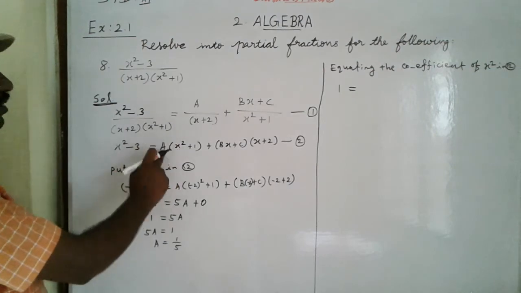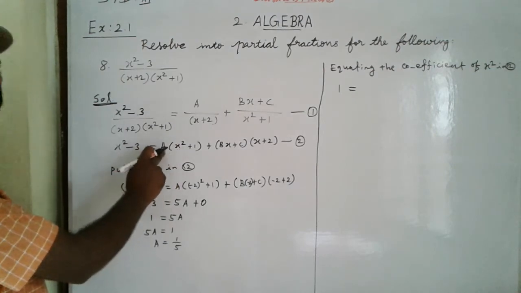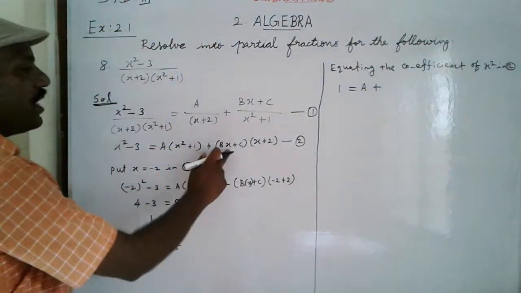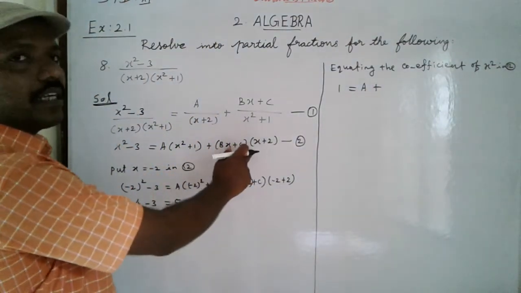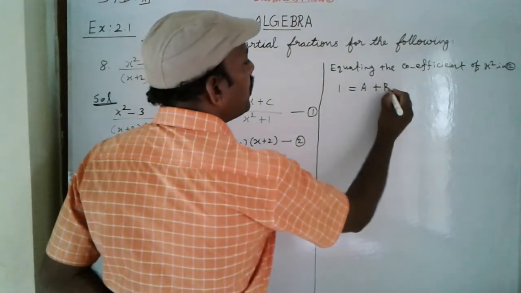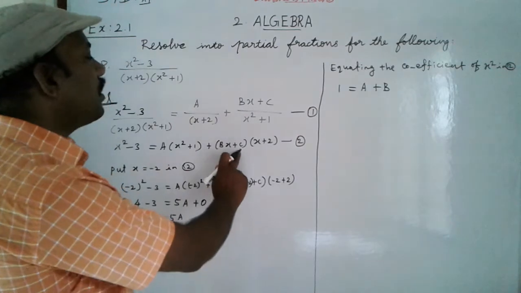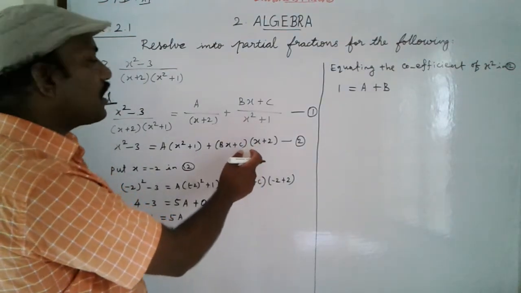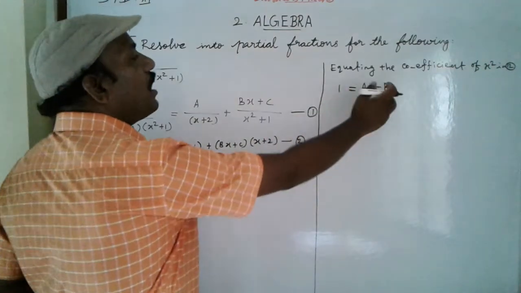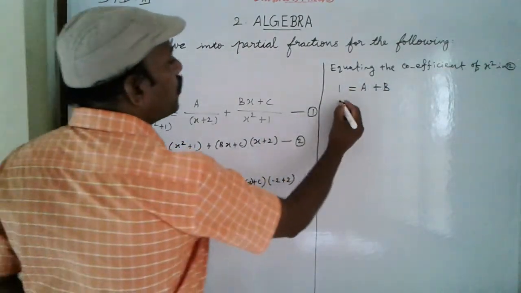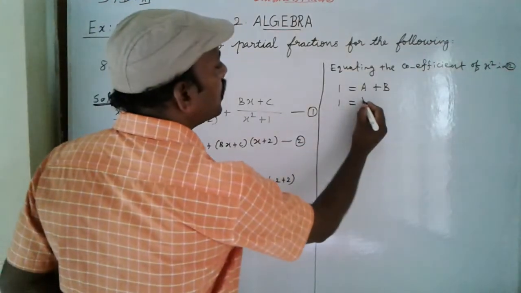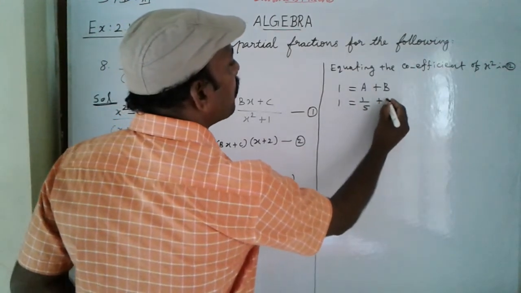So what is the coefficient of x²? A. A plus Bx into x is Bx². So the coefficient of x² is A plus B. The C term has no x², it is the coefficient of x, so leave it. So 1 equals A plus B. A value we know is 1 divided by 5. Substitute here: 1/5 plus B.